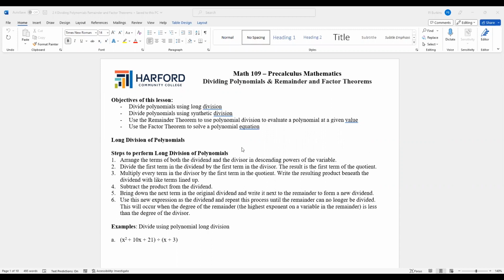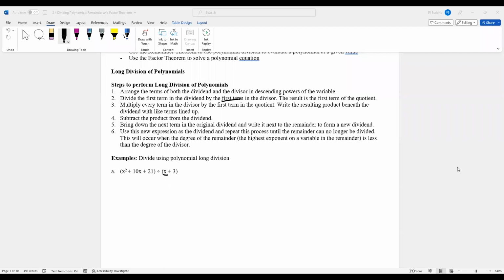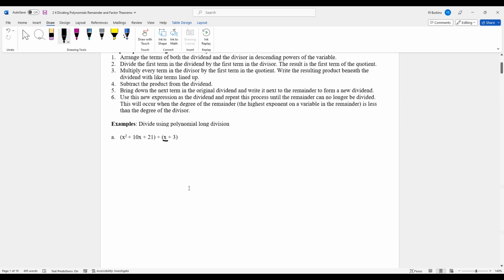So let's start off with long division of polynomials. There's a list here that goes through what you should do in order to perform long division. I'm just going to go ahead and do an example, and as I'm going along, I'll tell you the steps, and then if you need, the steps are here listed 1 through 6. So how would I go about doing this?